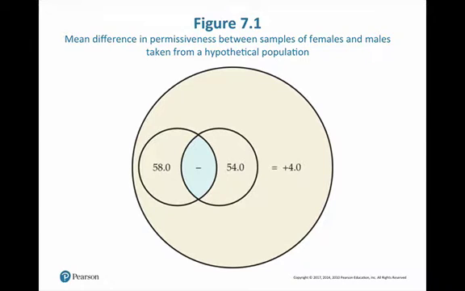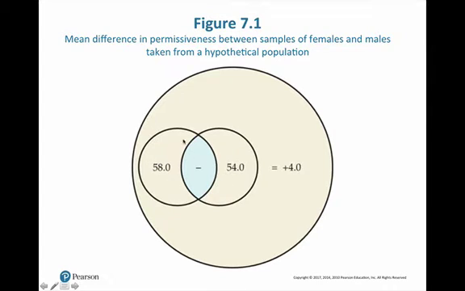This is just to illustrate, a figure taken straight from your book, figure 7.1, to illustrate the mean difference in permissiveness between samples of males and females taken from a hypothetical population. This overall circle refers to the entire population of men and women that could be chosen. And this circle represents either the men or the women, let's say, that this is the men. And what we observe is the difference between them.